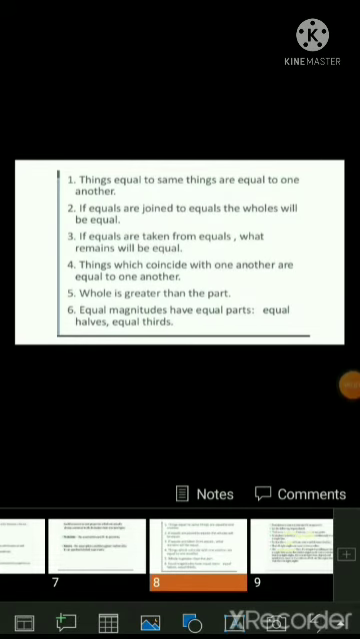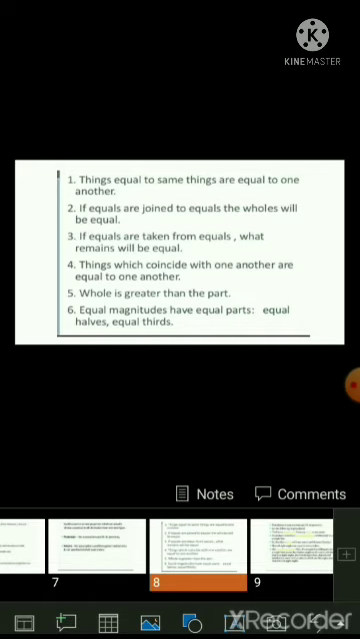The axioms are: first, things equal to the same thing are equal to one another. For example, let one number be x and another number be y. So x is equal to y and y is equal to x. So this is the first axiom. Then second, if equals are added to equals, the wholes are equal. Let 1 plus 2 be equal to 2 plus 1. Means 1 plus 2 is equal to 3 and 2 plus 1 is equal to 3. So 3 is equal to 3.